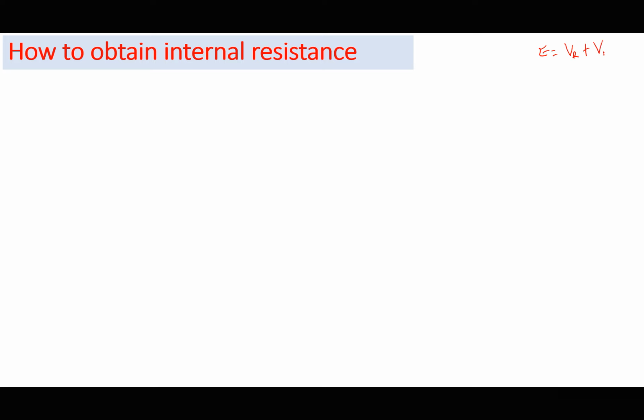So I can easily investigate the PD across a resistor, or the PD across a power supply, and the current in the circuit using the voltmeter and the ammeter. So I can now come up with a graph. To determine internal resistance, I will consider a circuit which incorporates the ammeter to measure the current, and the voltmeter to measure the terminal PD, that is the PD between the terminals of the cell of the power supply.